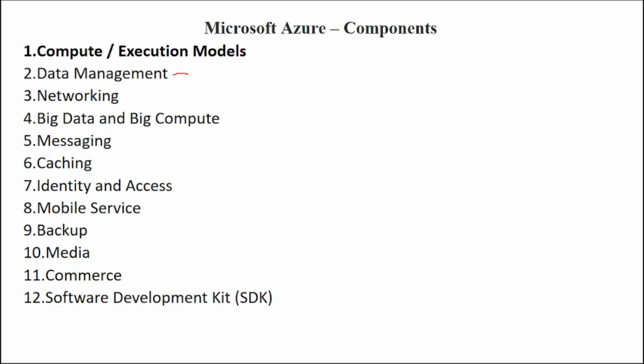Next is caching. Just consider that you have stored your content, your data, on Microsoft Azure. If you want to access this content rapidly, that is why you need caching. There are two types of caching. One is in-memory caching, and the second is CDN, content delivery network.